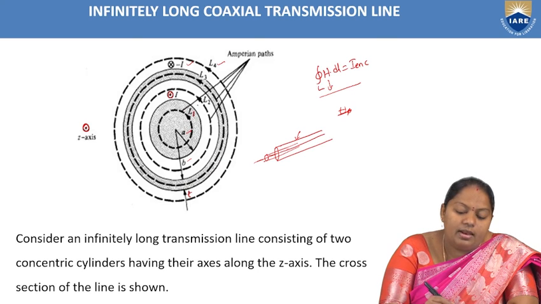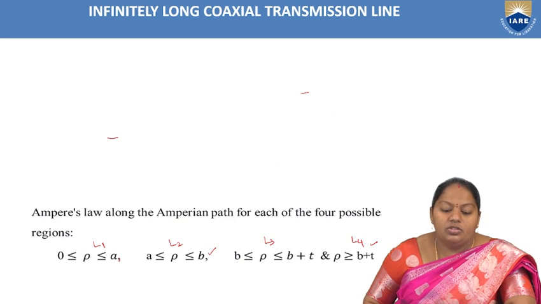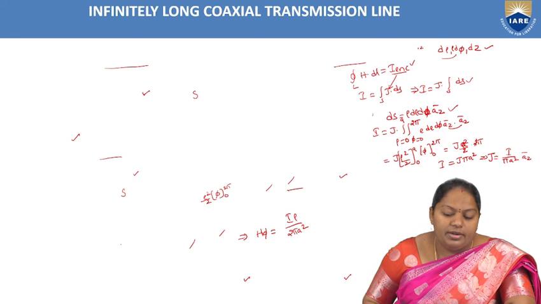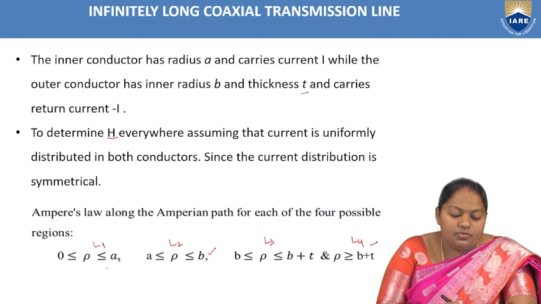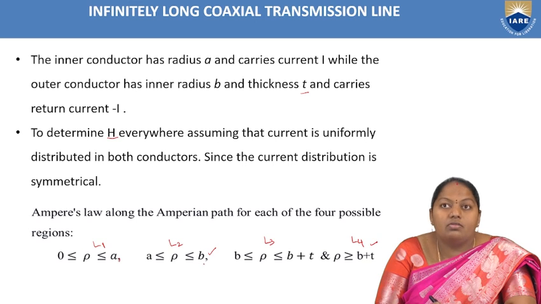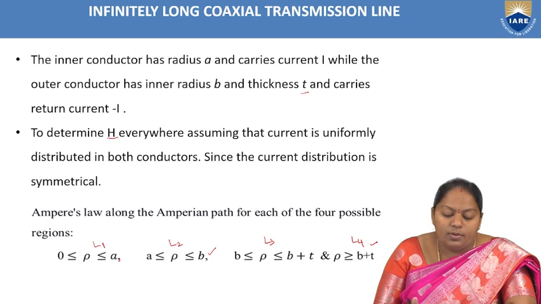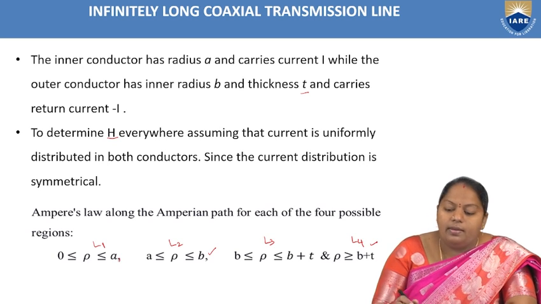That is the path L1, then from here to here it will be path L2, this is path L3, and the outer dotted line represents path L4. For all these 4 possible regions, we are going to estimate the magnetic field intensity. The 4 regions we have considered are 0 less than or equal to rho less than or equal to A, A less than or equal to rho less than or equal to B, then B to B plus T, and rho greater than or equal to B plus T. In all the possible cases, we are going to estimate the first condition.